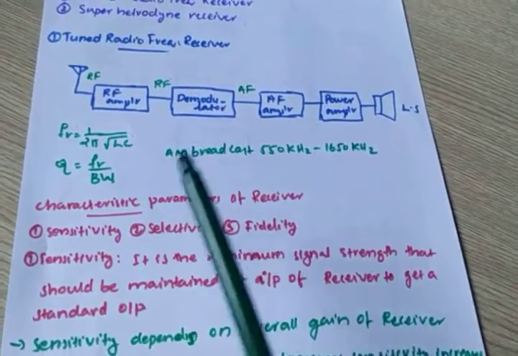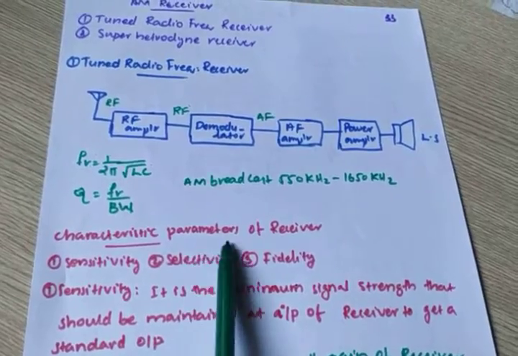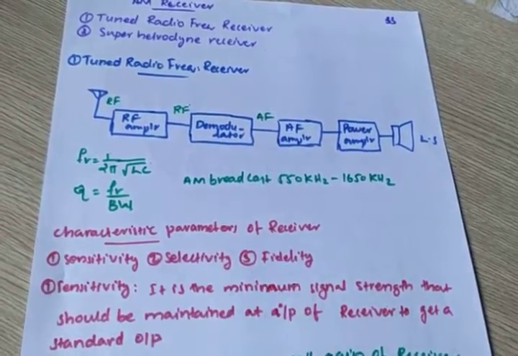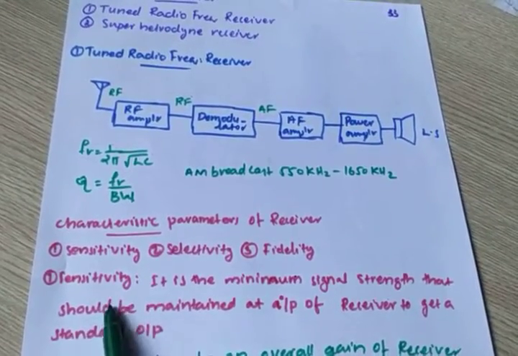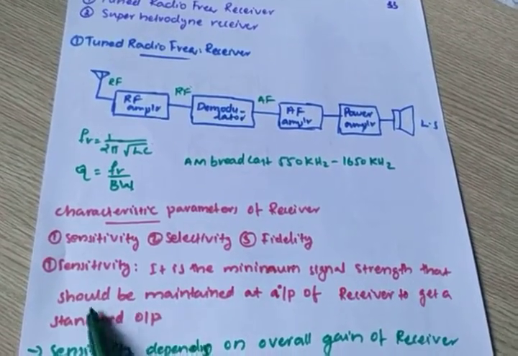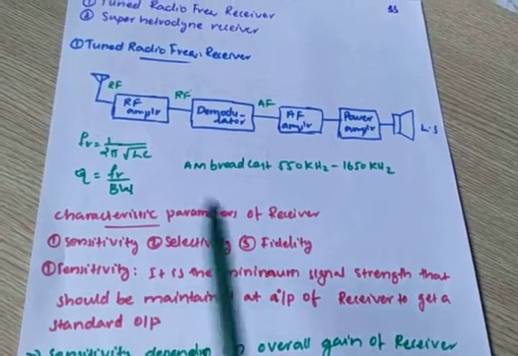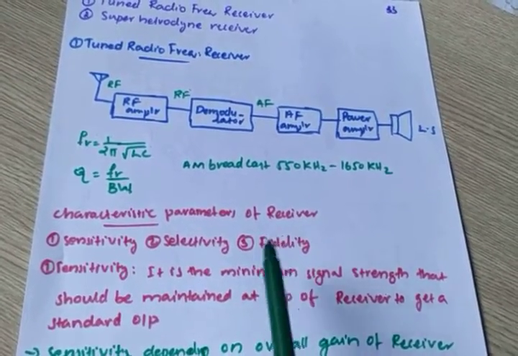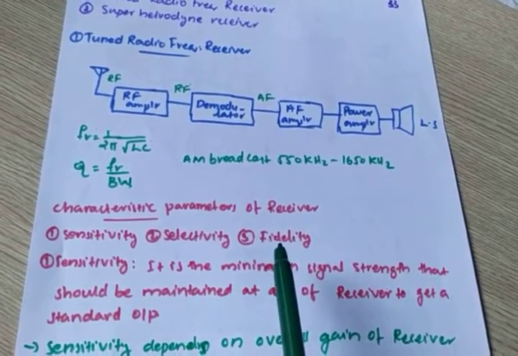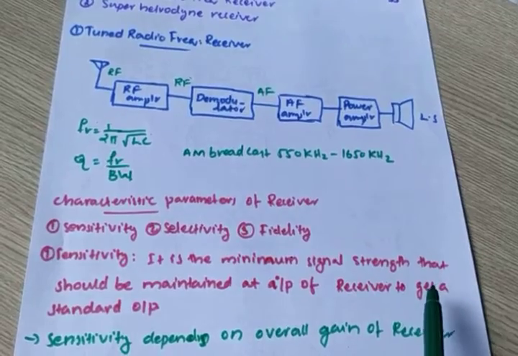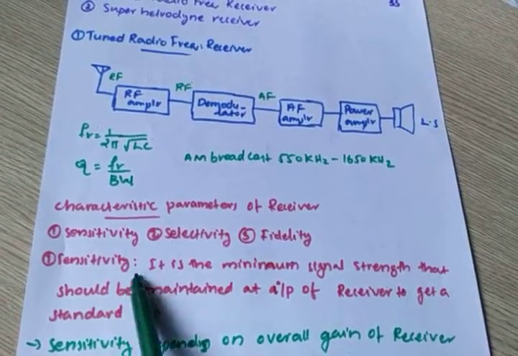Some characteristic parameters of receivers are sensitivity, selectivity and fidelity. What is sensitivity? It is the minimum signal strength that should be maintained at the input of a receiver to get a standard output. That means you have a receiver, and you should keep a minimum signal strength; with that signal strength the receiver should be able to obtain a standard output. That is what is called sensitivity.